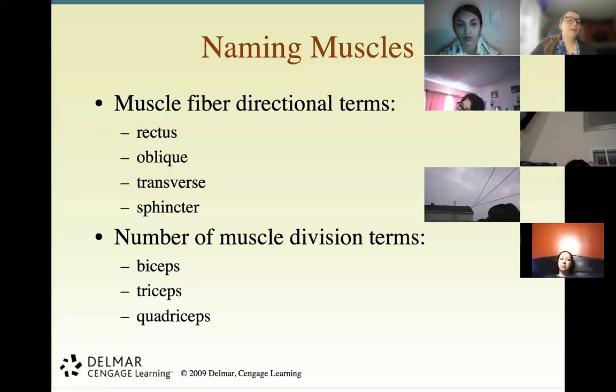Different muscle fiber directional terms. We have the rectus, we have oblique muscles, transverse or sphincter. And again, that has to do with what the muscle fiber is going to be doing. The muscle division terms, we have biceps, triceps, quadriceps. So talking about where those divide, and those are all pectoral muscles.